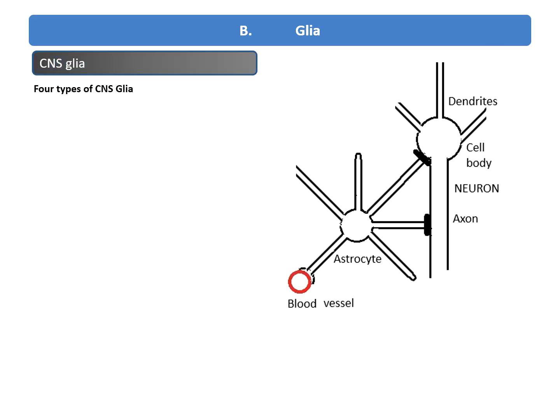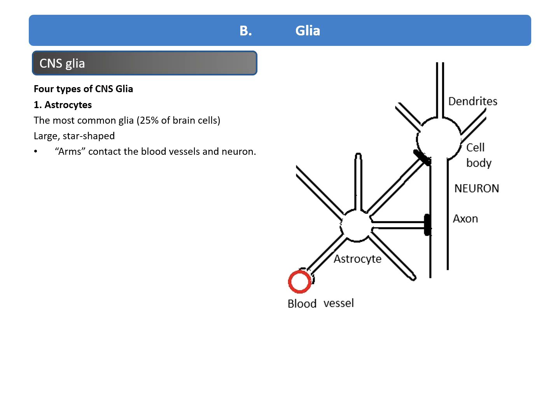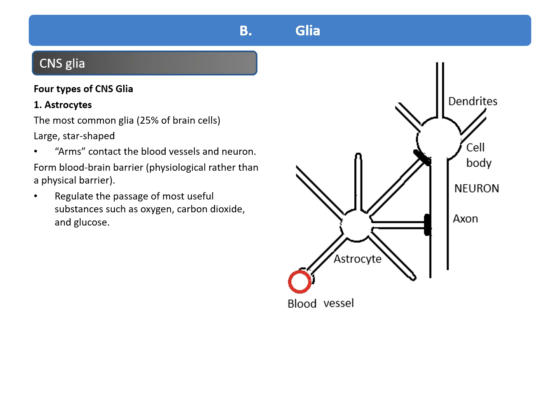There are four types of central nervous system glia. One are the astrocytes. They're the most common glial cells. In fact, they make up something like 25% of all brain cells. They're large and star-shaped. Arms reach out to contact blood vessels and neurons, and they form a barrier called the blood-brain barrier. It's a physiological barrier rather than a physical barrier. It regulates the passage of most useful substances, such as oxygen, carbon dioxide, and glucose. It prevents the passage of harmful substances.